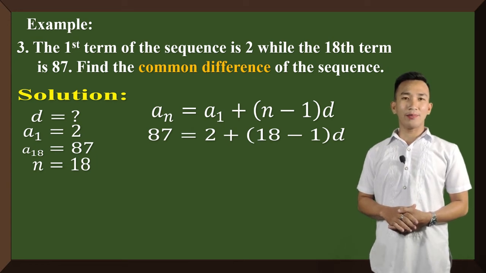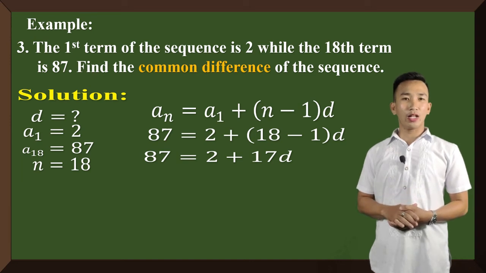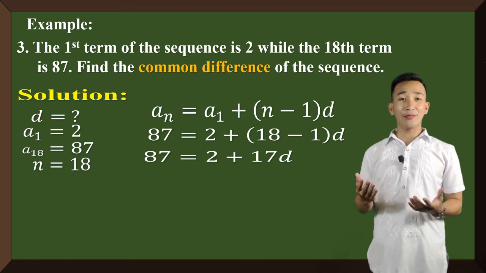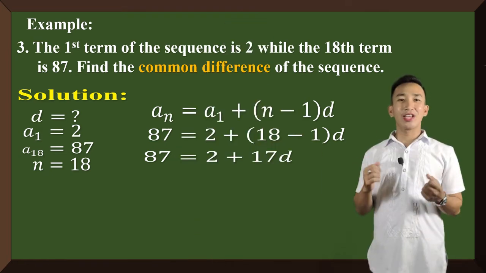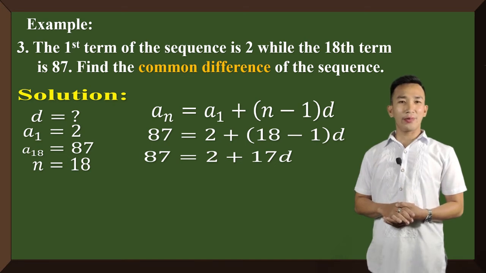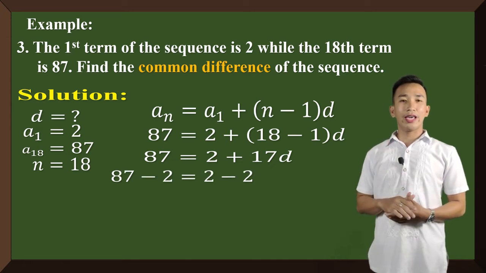Next, apply the PEMDAS rule. Simplify 18 minus 1. The answer is 17. So we have 87 equals 2 plus 17d. We have to eliminate 2. So what will you do? Great! We will apply subtraction property of equality. Just subtract both sides of the equation by 2.